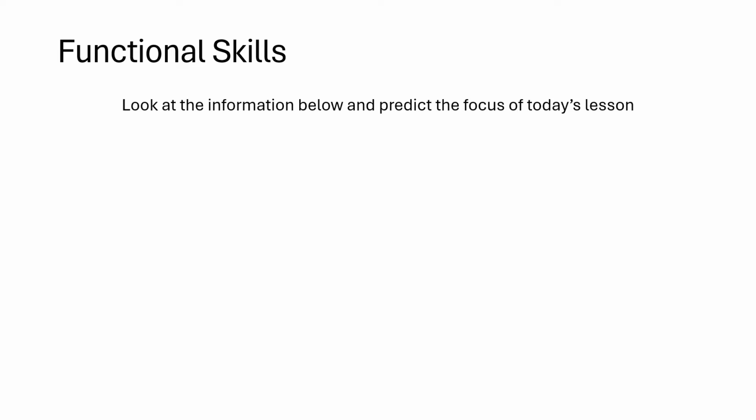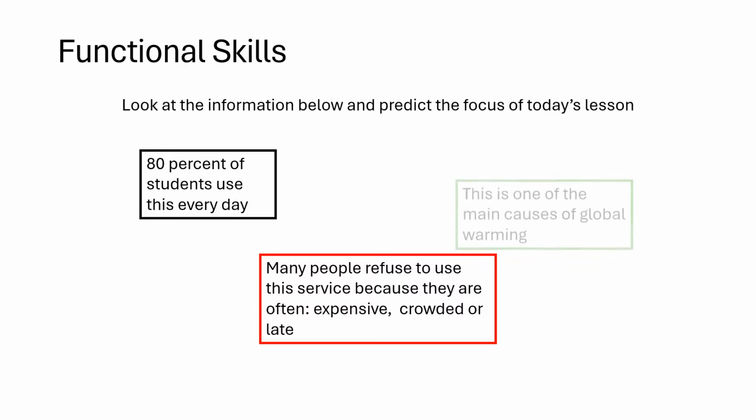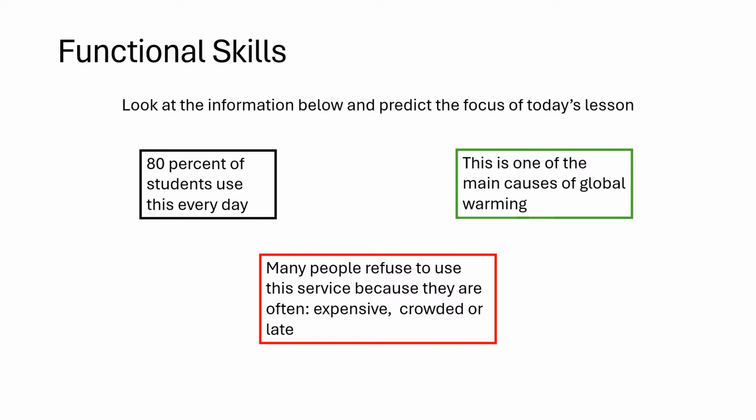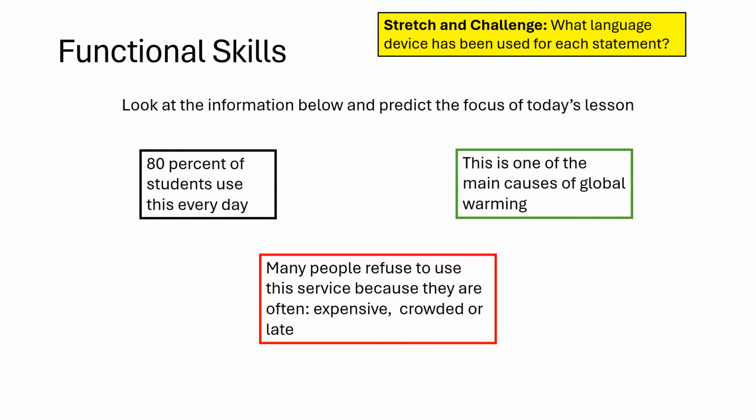The first thing I'd like to do is have a look at the information below and predict the actual focus of today's lesson. So we've got 80% of students use this every day. Many people refuse to use this service because they're often expensive, crowded, or late. And the final one, this is one of the main causes of global warming. If you can stretch and challenge yourself as well, try and think for each of the examples we've just looked through, what language device has been used for each statement.